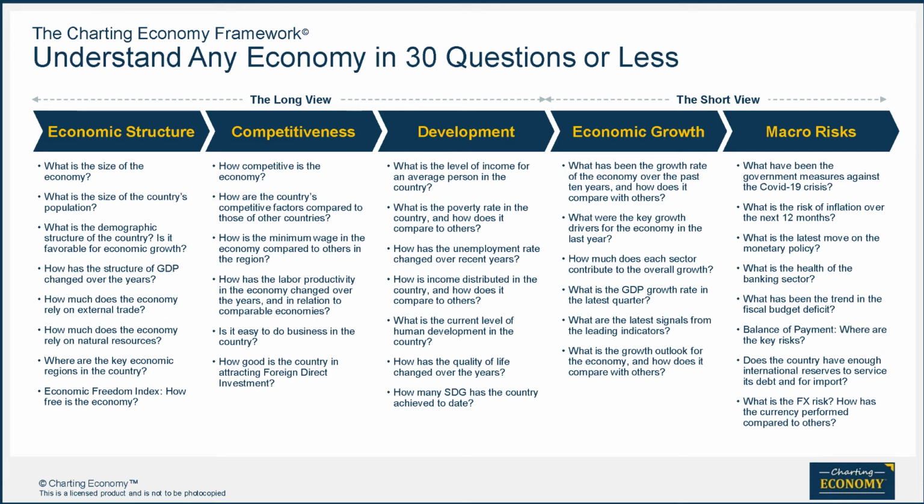Our framework gives you both long and short views. Only relevant questions are grouped into 5 categories: economic structure, competitiveness, development, growth, and macro risks. There are around 30 questions in total. We will introduce the importance of each question, the indicators involved, and how to analyze and interpret them.